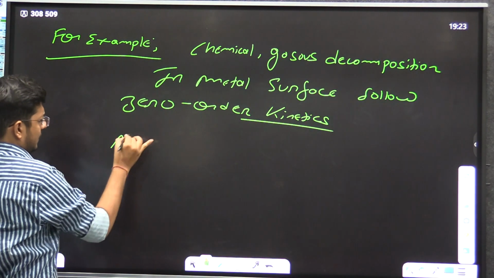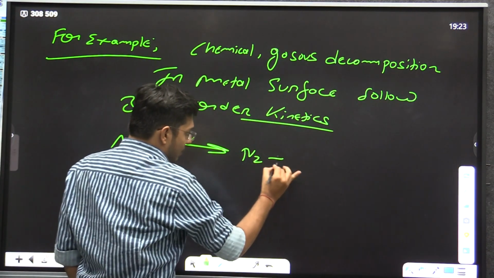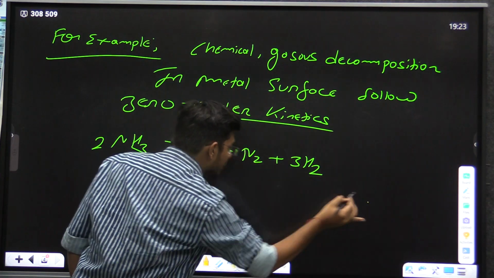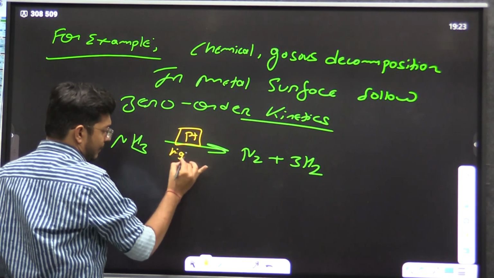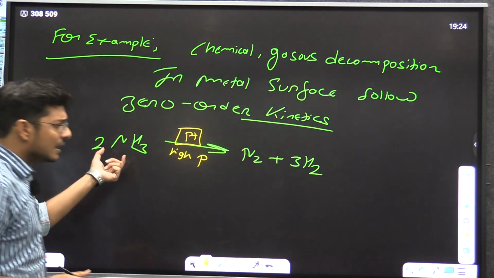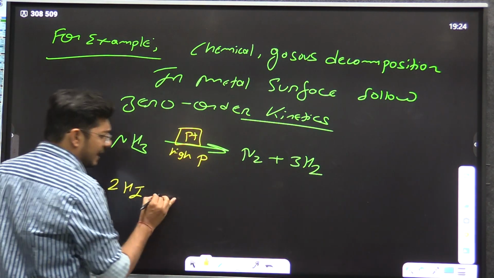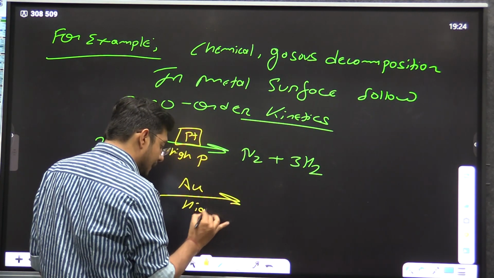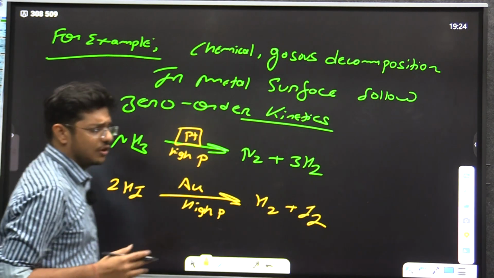For example, let's say ammonia on decomposition just changes to N2 and H2. So this decomposition will take place on the surface of platinum metal at high pressure, with some temperature T. This follows zero order kinetics. In the same manner, we have the reaction 2HI on the surface of gold. Gold is a metal. At high pressure P, this breaks down into H2 and I2. This is also zero order kinetics.